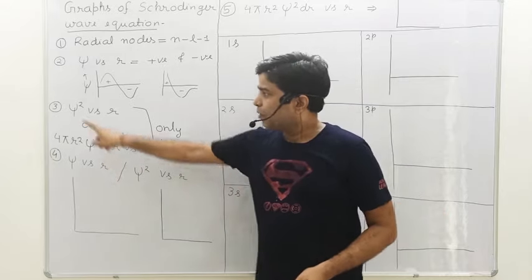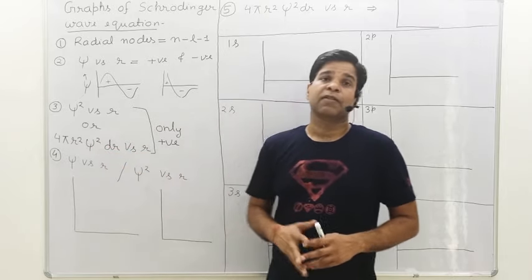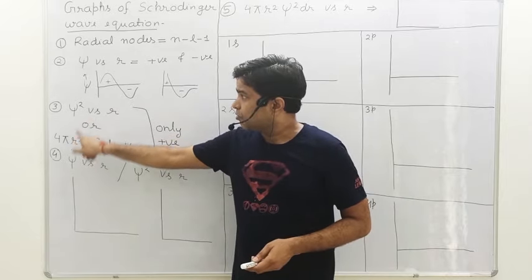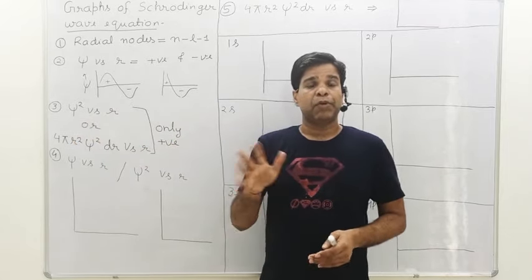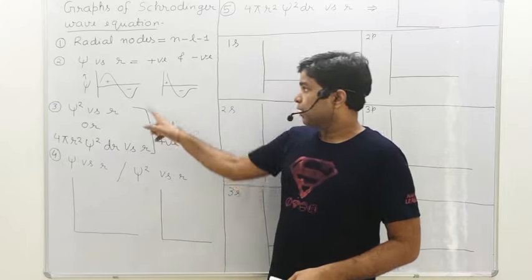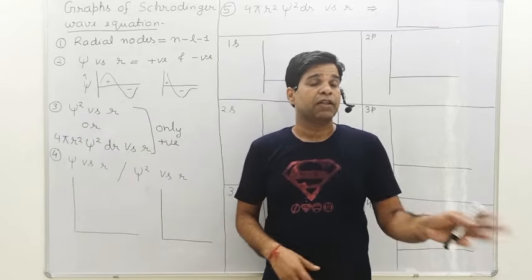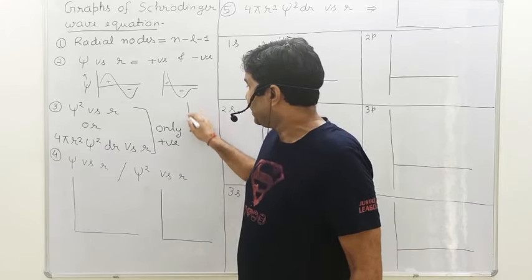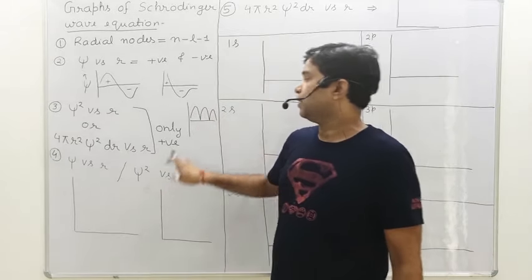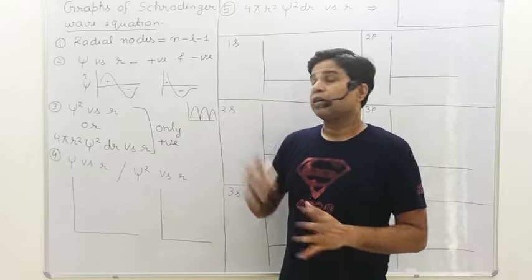But when I say the graph of psi square versus r, or the graph of 4 pi r square psi square dr versus r, in these graphs we have the square of psi. The amplitude can be negative, but whenever we square the negative, it becomes positive. That is why whenever we draw the graph of psi square versus r, or 4 pi r square psi square dr versus r, these graphs are present only on the positive side. You cannot make these graphs on the negative side; a negative value of psi square is not allowed. Okay student, this is our third technique.